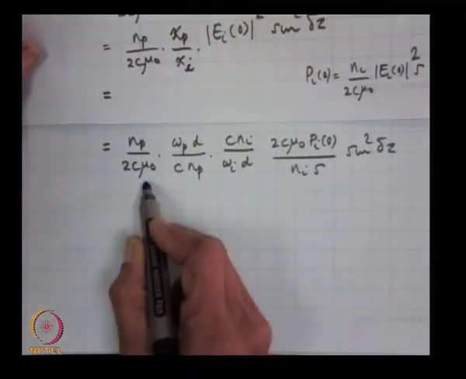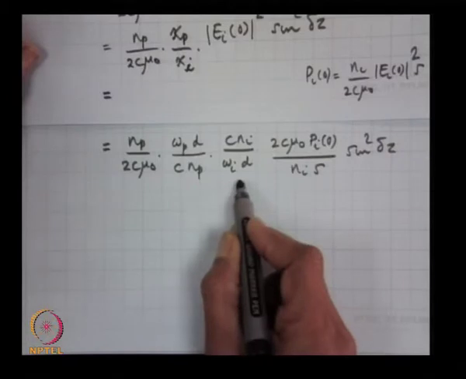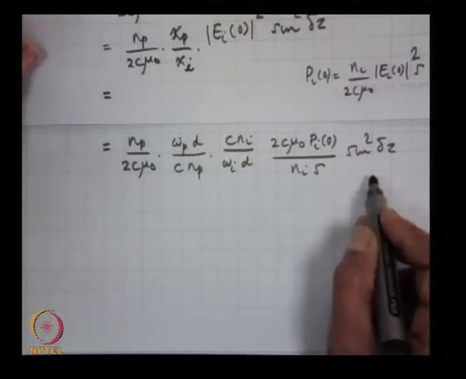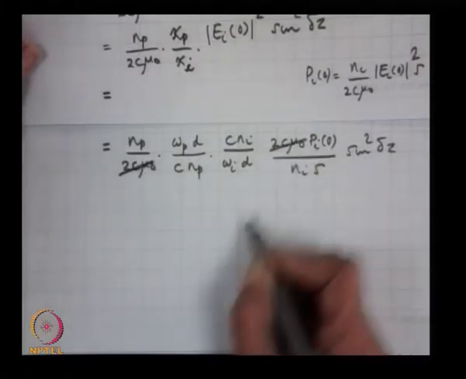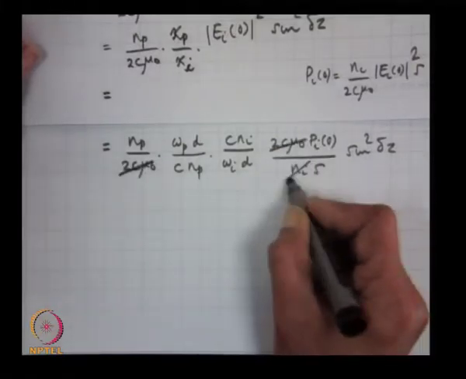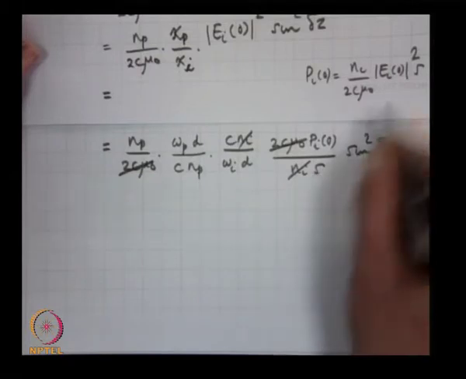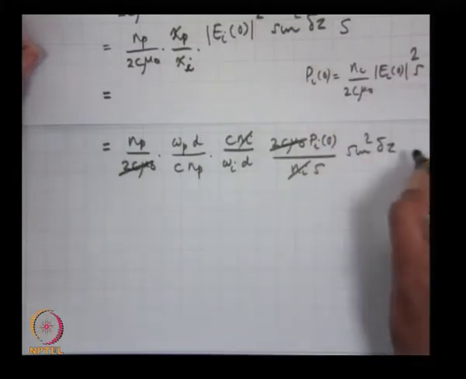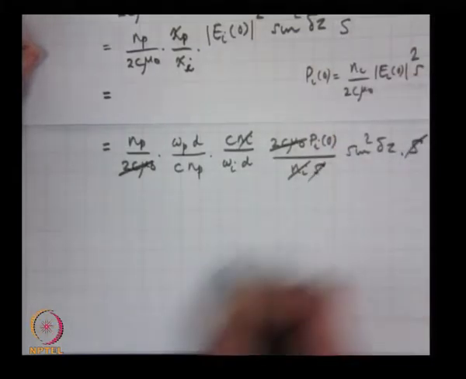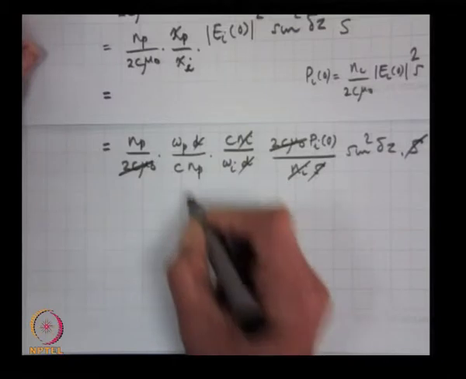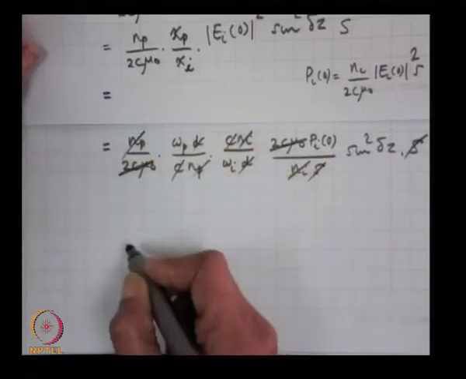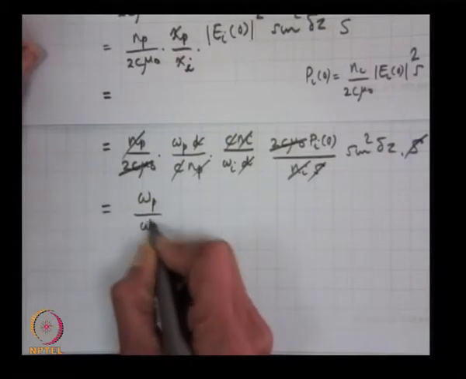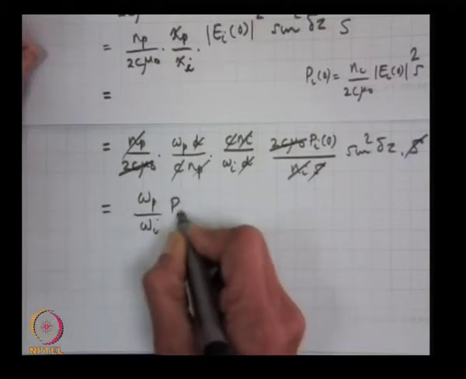This is NP by 2C mu 0 kappa P by kappa I into EI 0 mod square into sine square delta z. 2C mu 0 goes off from here. There has to be an S here, area. Please write this S here. There's an area here which cuts off. D, C, NP, omega P by omega I, PI 0.